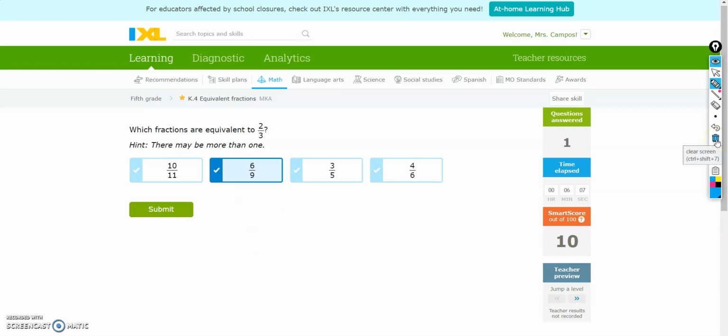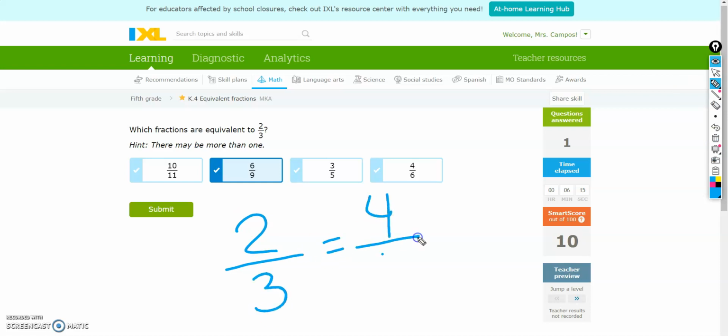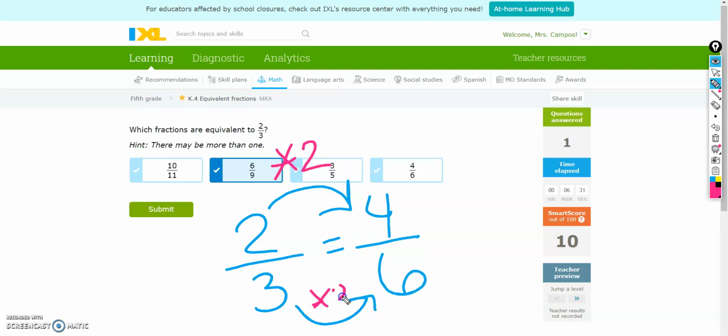Okay, we have one more. I bet you can just look at this one and know if we have 2/3 equals 4/6. To get a 2 to become a 4, you're going to multiply by 2, and then a 3 to become a 6, you multiply by 2. So you did the same thing to the top and the bottom. That works.